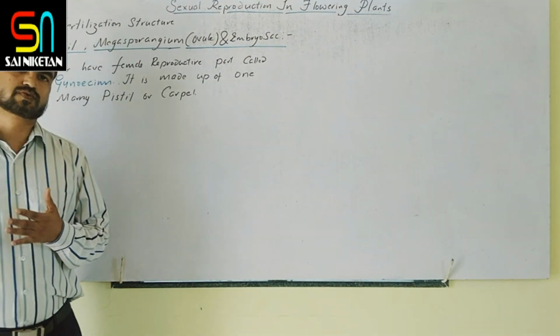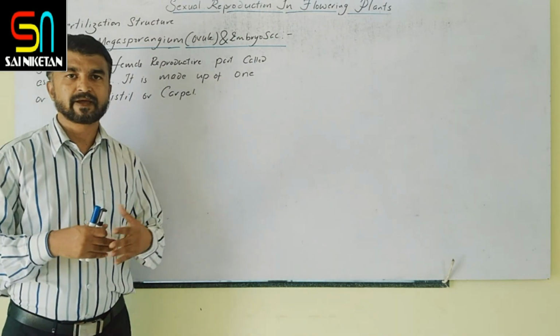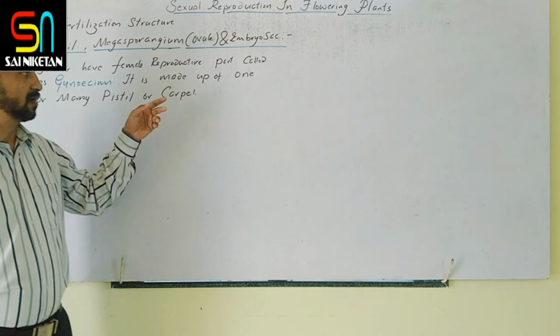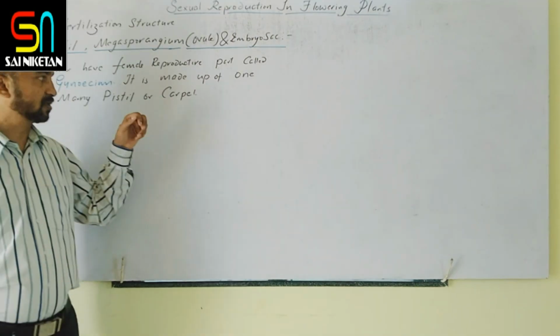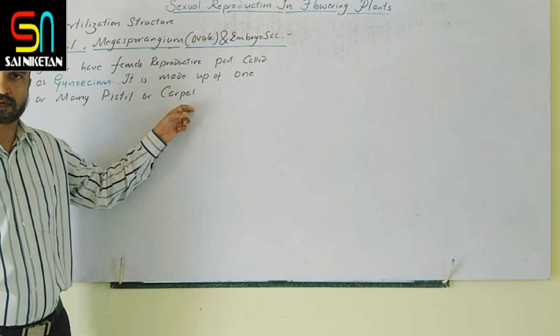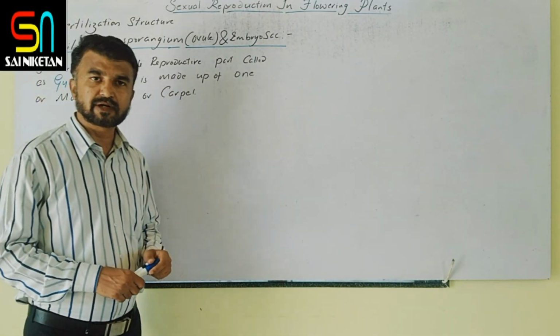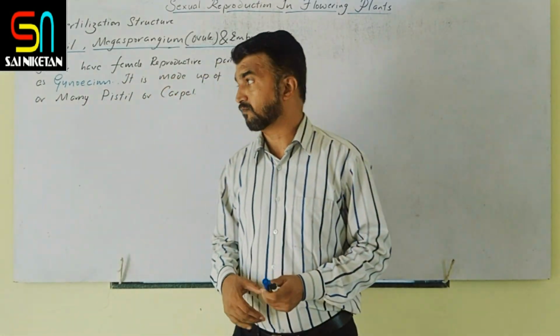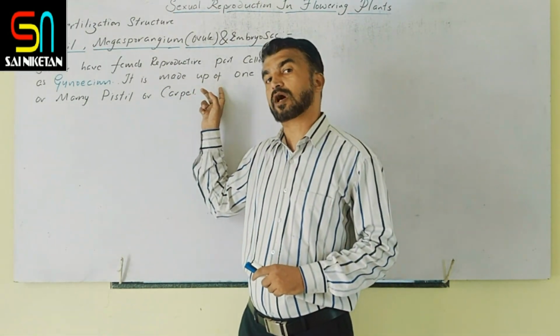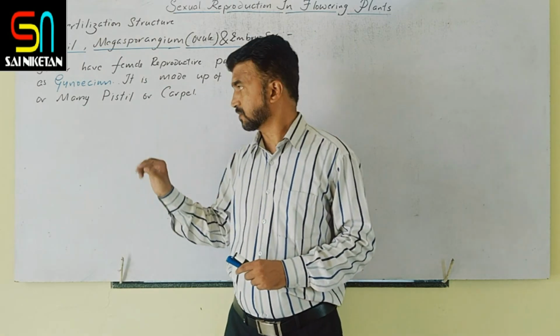The calyx is the outermost whorl, followed by the corolla, then the male reproductive part, the androecium, under which we covered the stamen. The innermost whorl is the gynoecium. The gynoecium is made up of pistil or carpel. Clear? Based on the number, many terminologies are there. If only one carpel is there, made up of only one pistil, then it is called monocarpellary. Only one carpel. Clear?